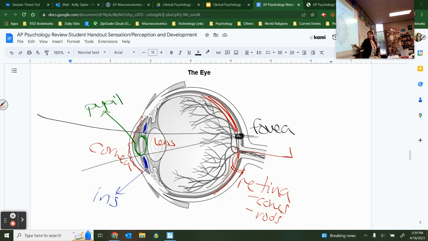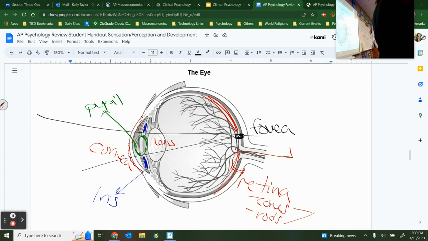The back ones are cones and rods, but the next layer, was it ganglionic or bipolar? Bipolar. I'm not going to guess. It's either bipolar or ganglionic cells. I need a picture of the eye. No, retina. Let's do retina structure.